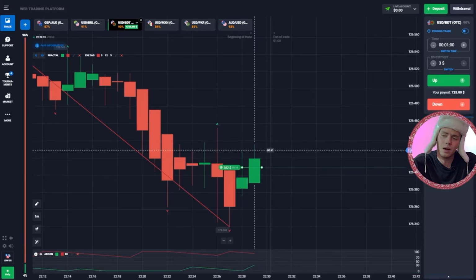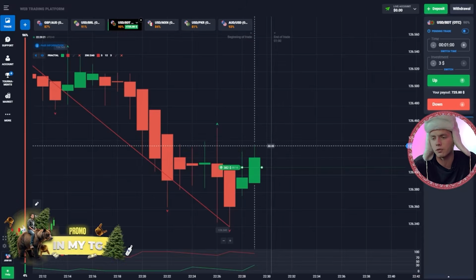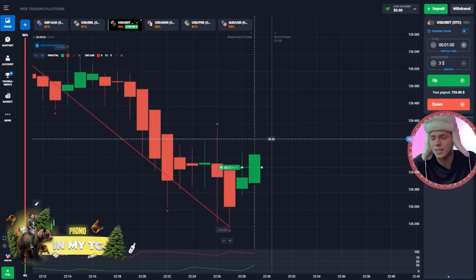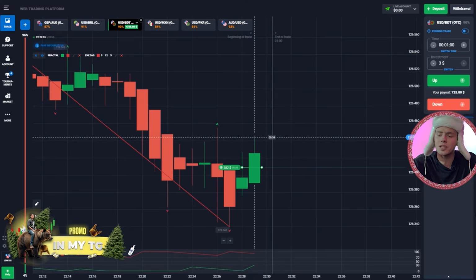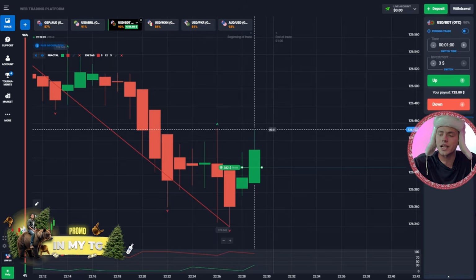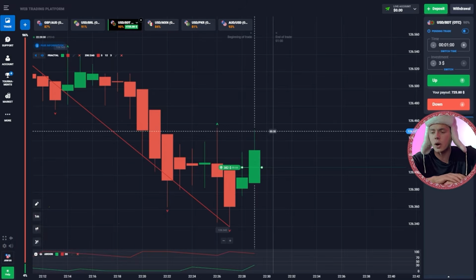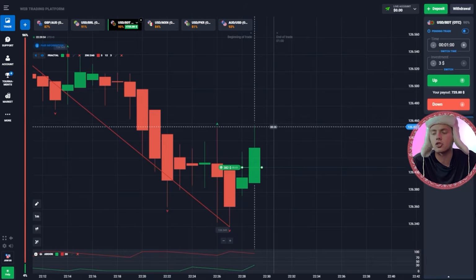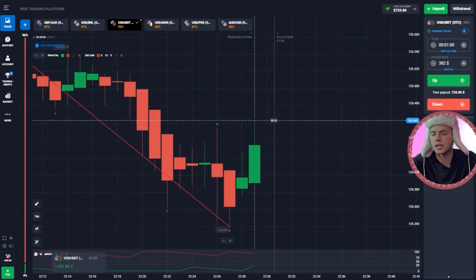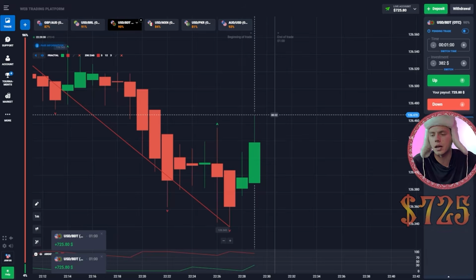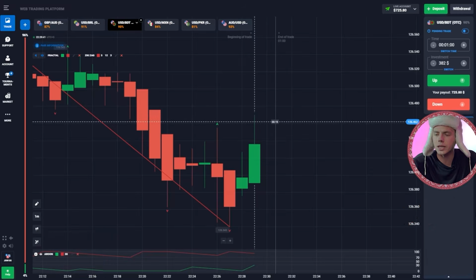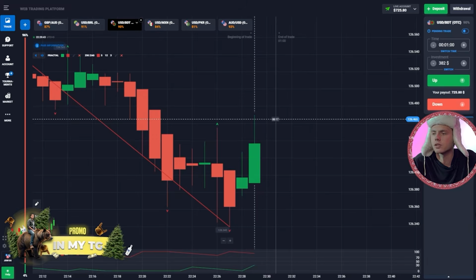And here, as I told you guys, we already have another green candle forming at the moment. If you take a look at the Aroon, it was actually the moment at 22:28 when the trend started to change. So we have the green line starting to grow and the red line starting to fall, and we got the trade closed with plus profits. All right, we have already 725 on our balance.